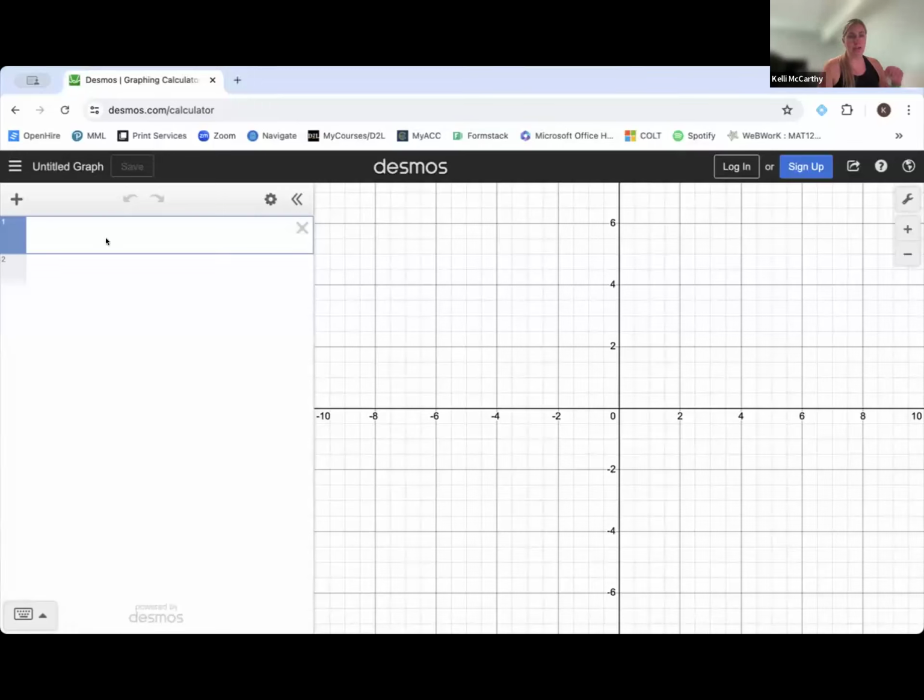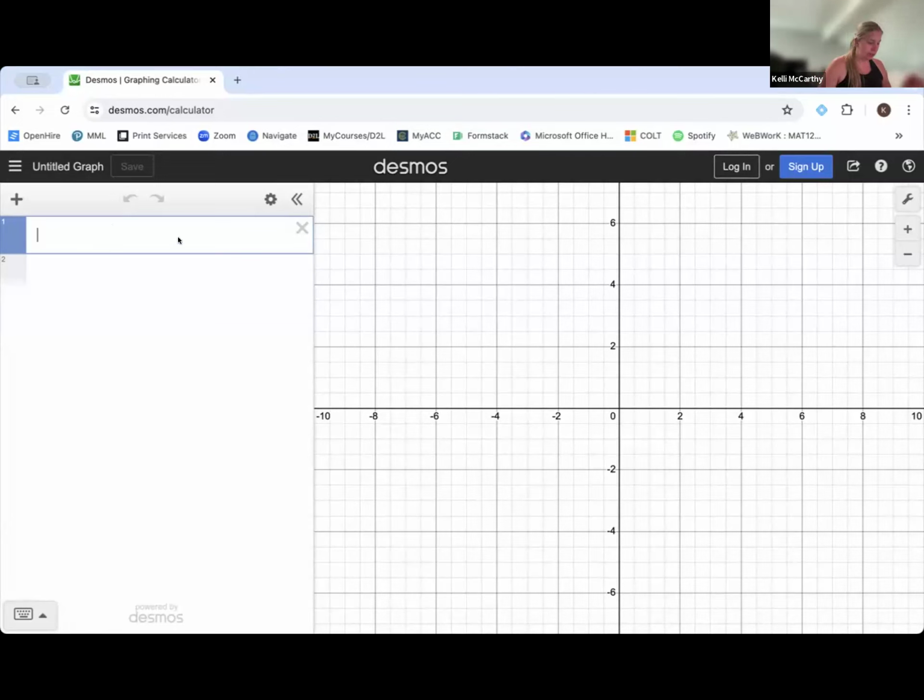All right, so I've got Desmos open. Again, you can use your graphing calculator. I'm just going to always be modeling with Desmos because it's a free online graphing calculator. If you need any help with your graphing calculator, please don't hesitate to reach out. I'm very familiar with the TI-84, which is the same as the TI-83.